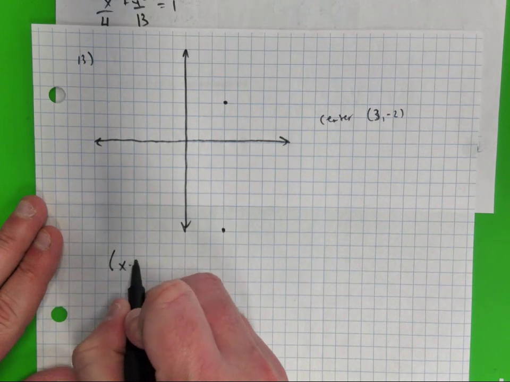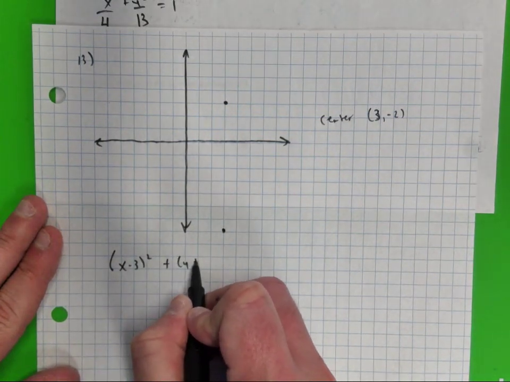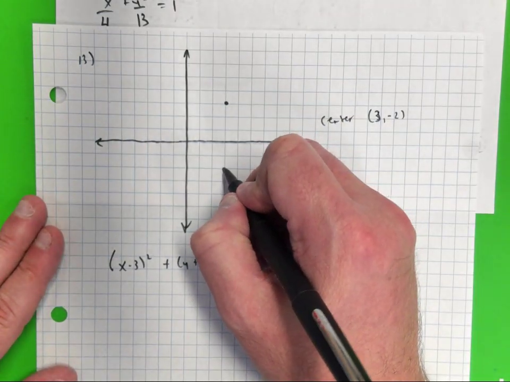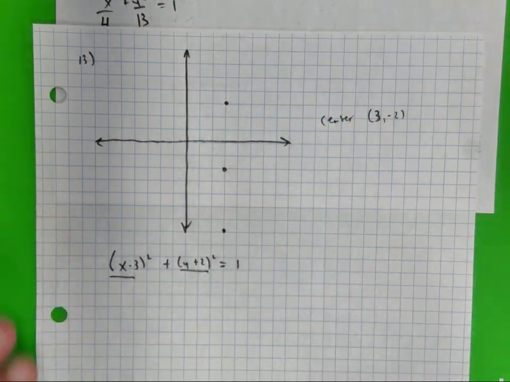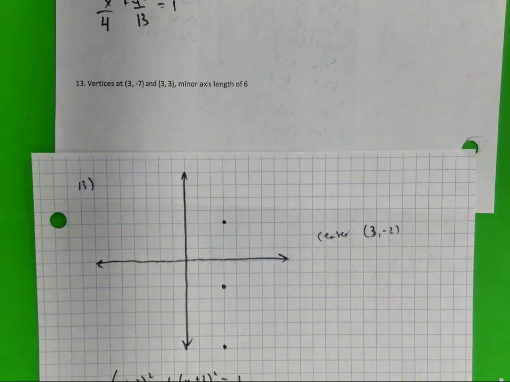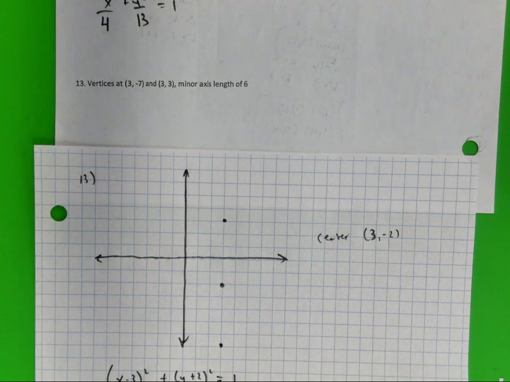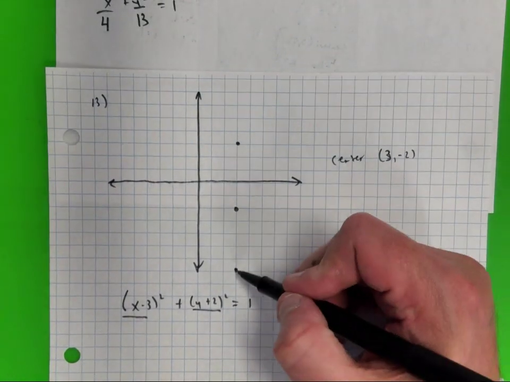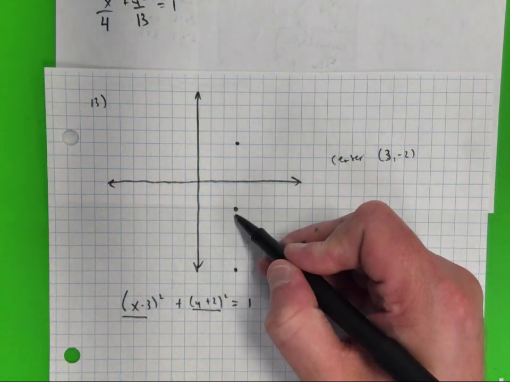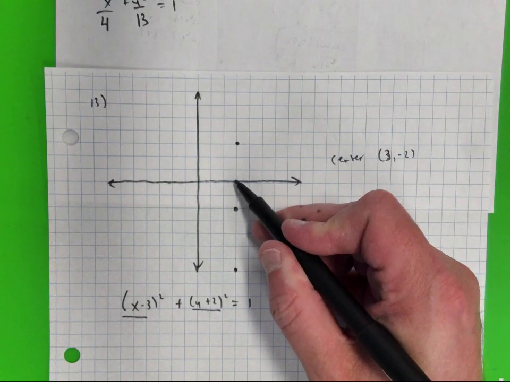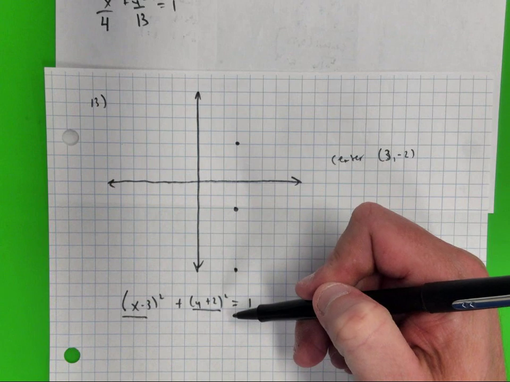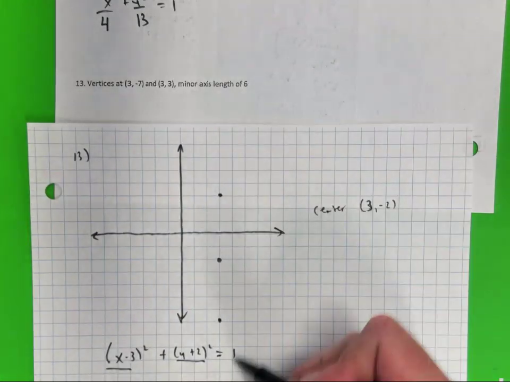Okay, so I'm going to have x minus 3 squared plus y plus 2 squared equals 1. So now I need to do some investigation to find my A and B. Now, it says my minor axis length is 6. Well, what I'm going to do is count from here to here to see if that's 6, okay? 1, 2, 3, 4, 5, 6. Oh, it's more than 6, isn't it? So this is my what? Minor or major axis? Major.